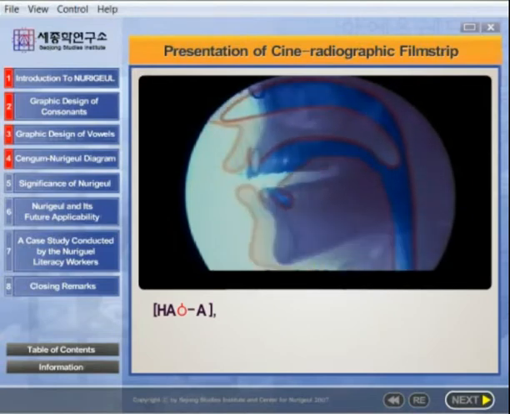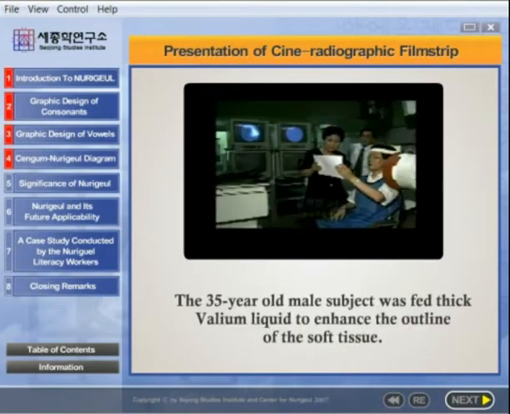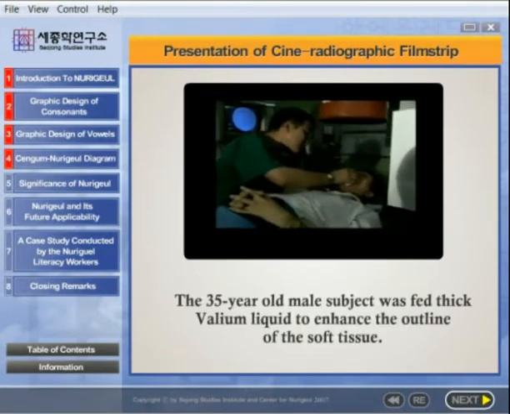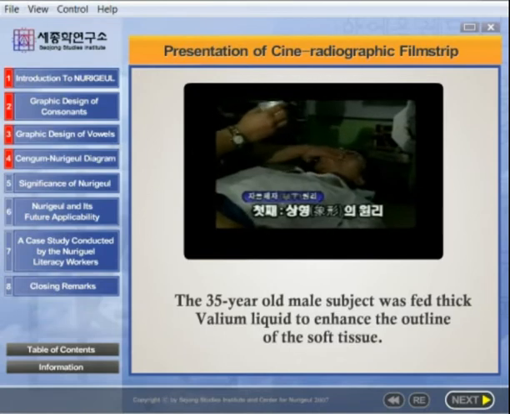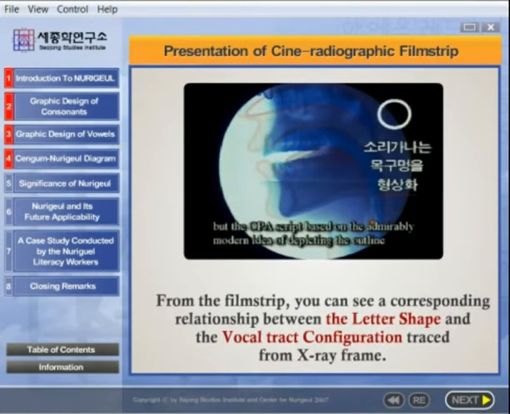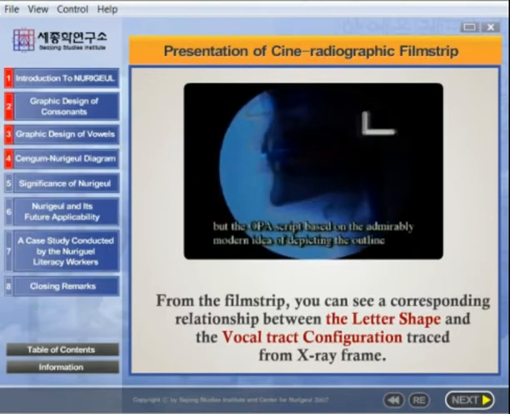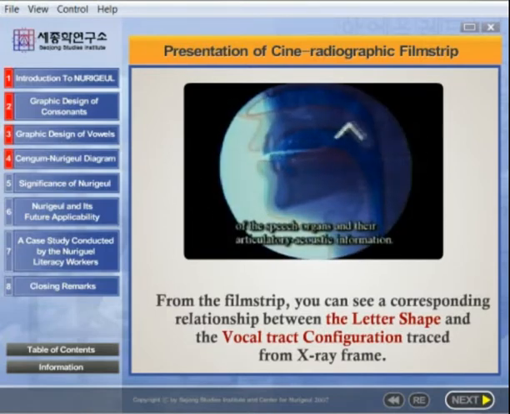Ha-nga, ha-ga, ha-ka, ha-ga, and ha-ga. The 35-year-old male subject was fed thick Valium liquid to enhance the outline of the soft tissue. From the film strip, you can see a corresponding relationship between the letter shape and the vocal tract configuration traced from X-ray frame.